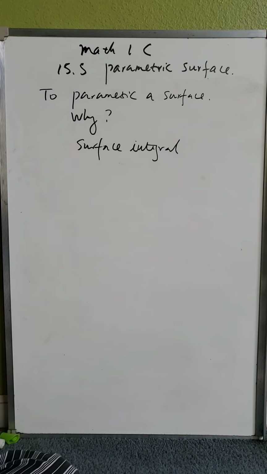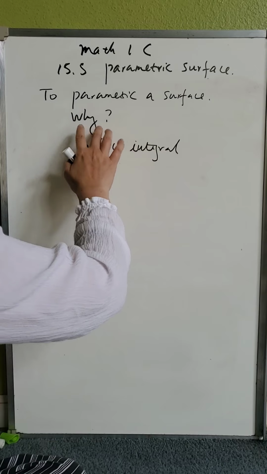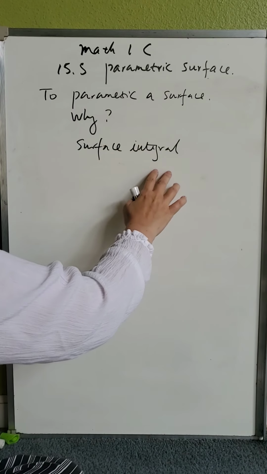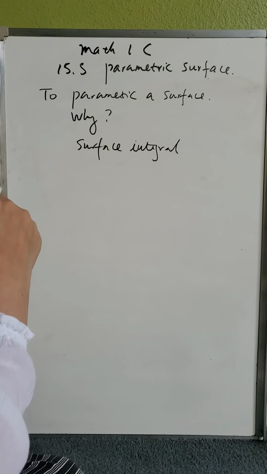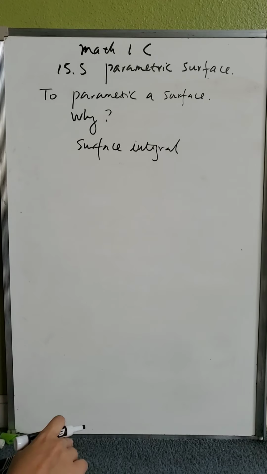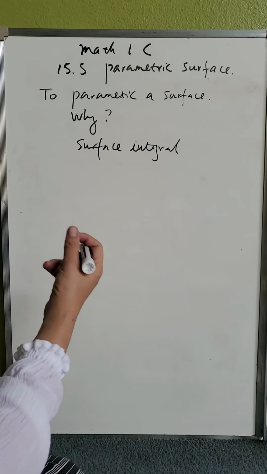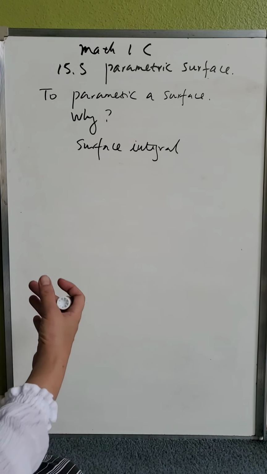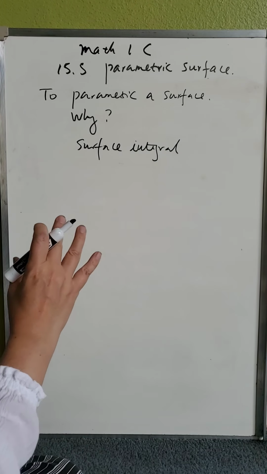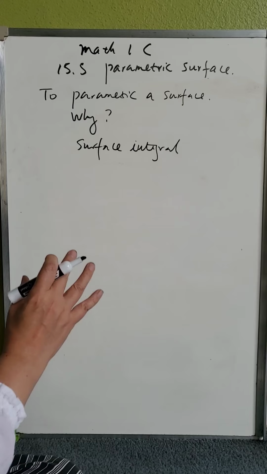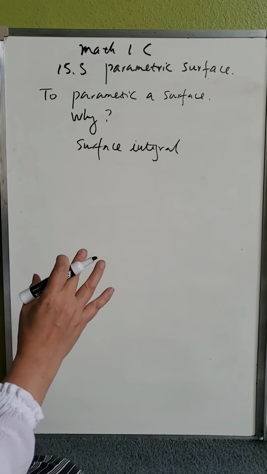So to parameterize a surface, why do you want to do that? Because we need to learn surface integral, and we need to know the parametric equation to represent the surface. So why do I have to learn surface integral? Because we have to use this surface integral for two very important theorems. I told you, divergence theorem and Stokes theorem.